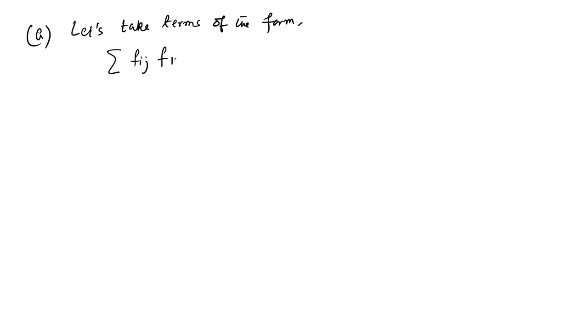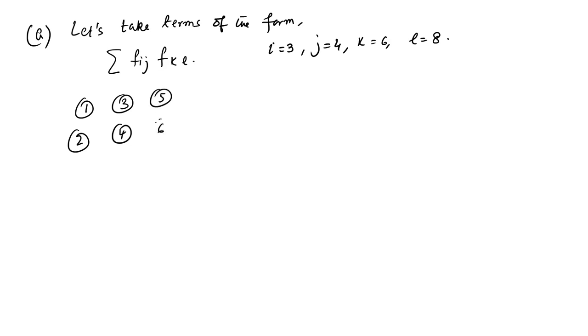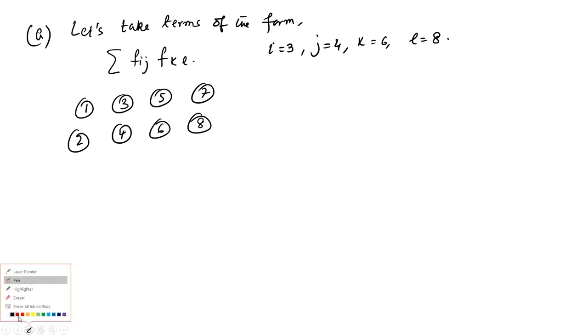So the first example is to take terms of the form Fij, Fkl, and in particular choose i equal to 3, j equal to 4, k equal to 6, l equal to 8. Once again, we write 1, 2, 3, 4. A bit of exercise, but worth it, because then you understand what kind of pairing we are talking about. Let me show it with color. We have a 3-4 pairing, and a pairing between 6 and 8, because i equal to 3, j equal to 4, k equal to 6, and l equal to 8. So these are the pairings.